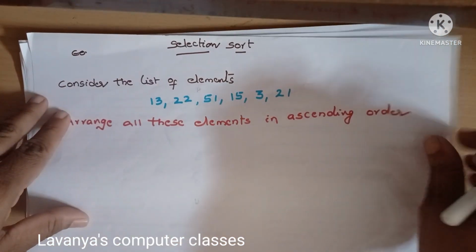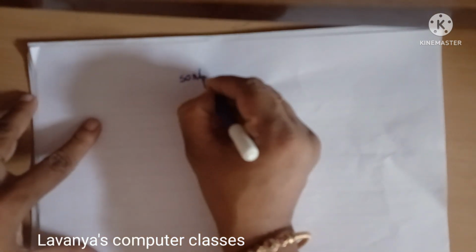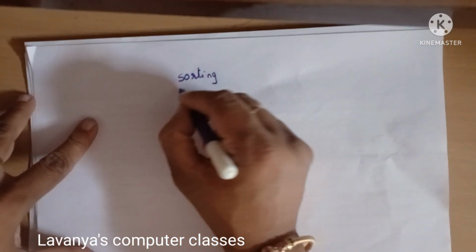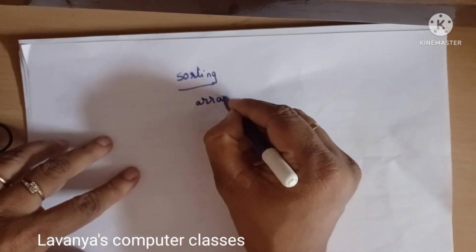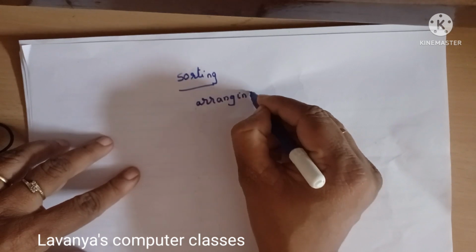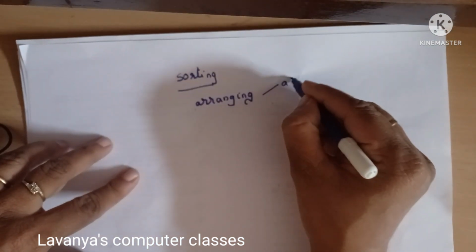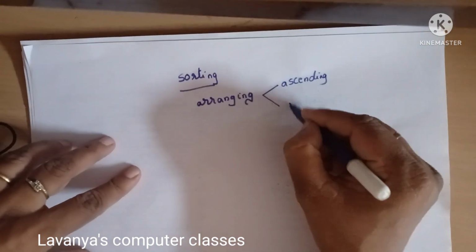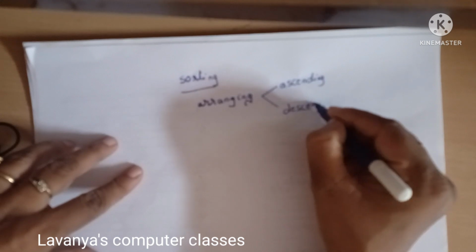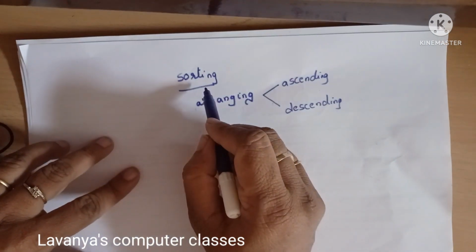So first, what is sorting? Sorting means arranging the elements. Arranging all the elements in a proper order is known as sorting. Either that arrangement is in ascending order or descending order.